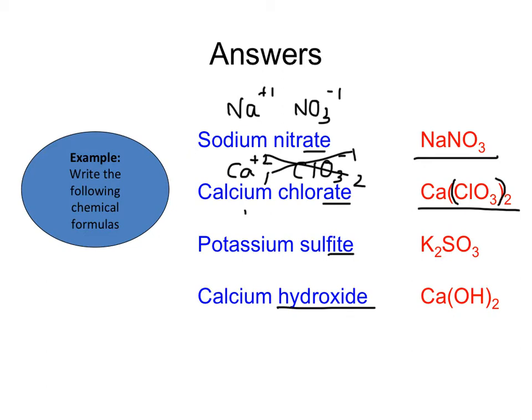The next one is potassium, which is K +1. Sulfite is SO3 -2. So once again, I'm going to do that crisscross, and I'm going to get K2SO3.